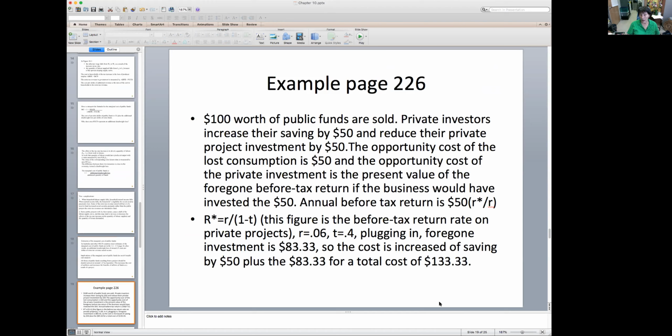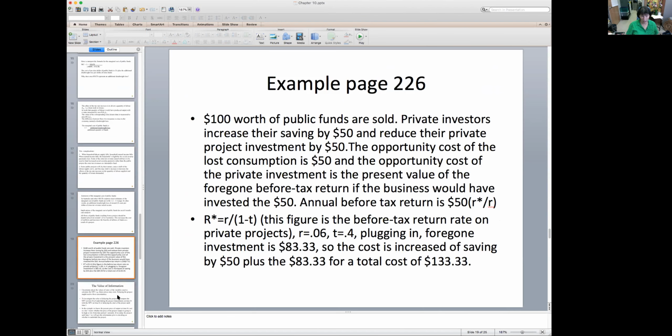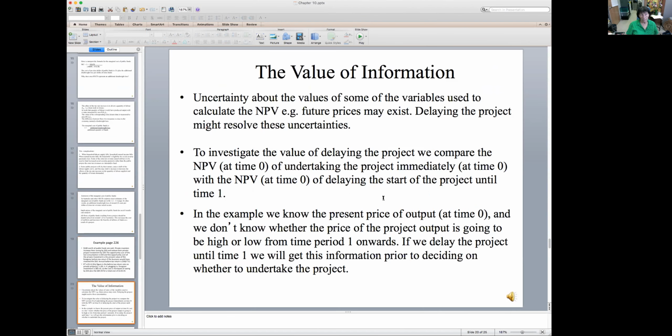You do that by getting this rate and this rate, plugging them in and solving for R star over R. Well, actually what you're doing is you're getting a number for R, and then you can just put it right into this equation and you already have R straight without the star, and you're done. Pretty simple. Okay, so the last issue we got to talk about is the value of information.